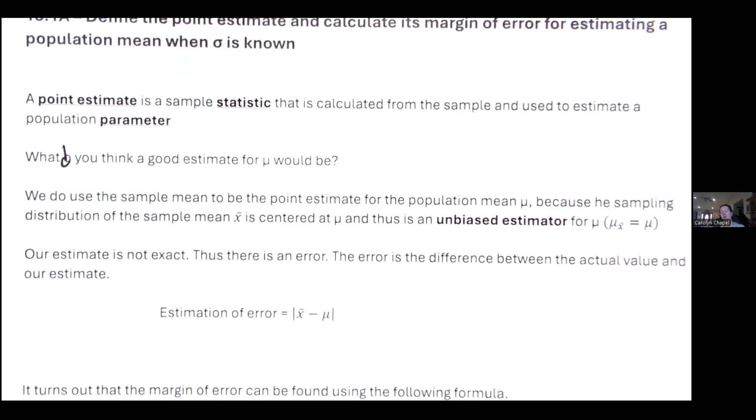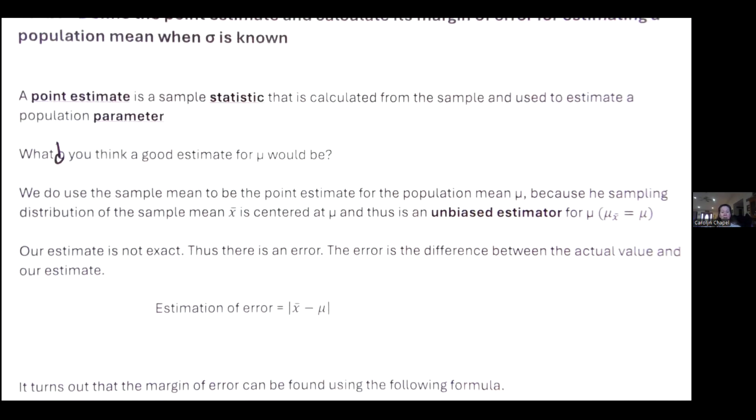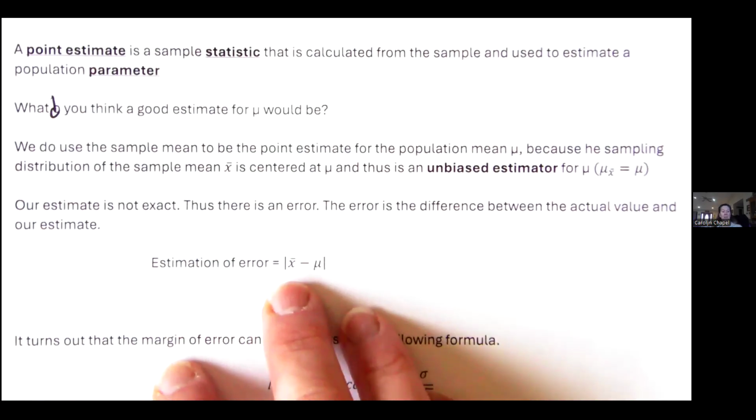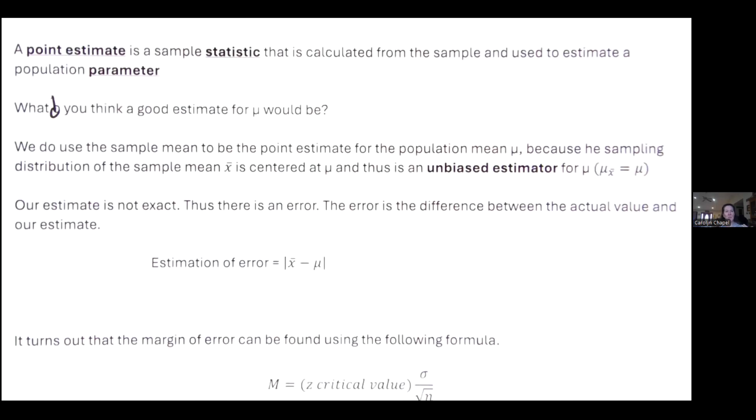We got that from the previous video. And we also had some other things about the shape. It was also normal under certain situations, and we could also find the standard error. However, we know that if we do take a sample, that sample is not completely accurate. There's probably some error between the actual value and our estimate. So the estimation of error is the absolute value.